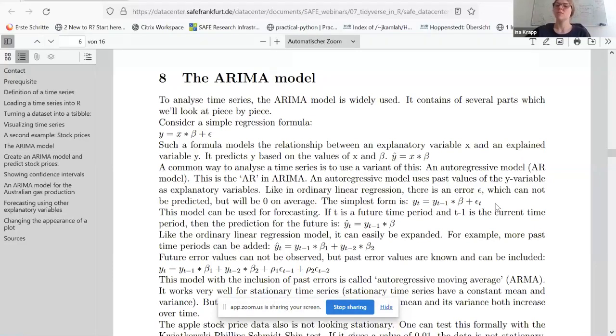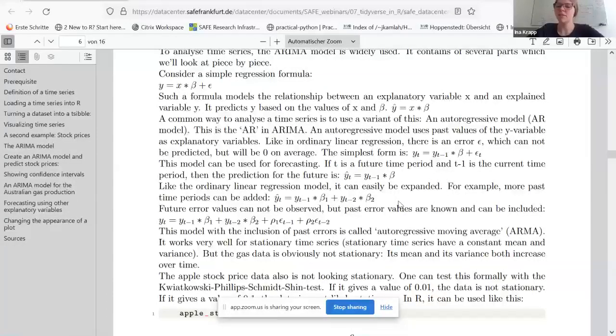What you can also do is using this model for forecasting. In this case, again, you assume the error term to be 0, and then a good guess for the future will be that the future is the last known value multiplied with the beta you calculated from past values. Like the ordinary linear regression model, you can easily expand such a model using more than one explanatory variable, or in the case of time series analysis, more past time periods.